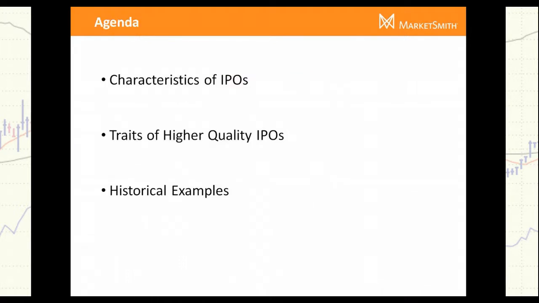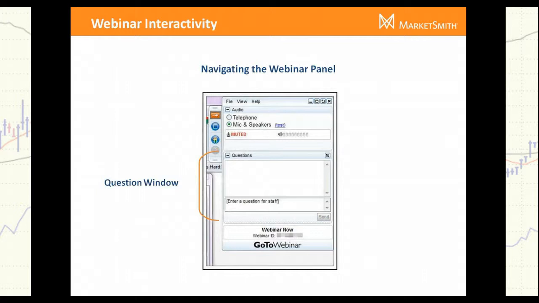So today's agenda, we're going to look at a few different characteristics of IPOs or initial public offerings. We're also going to look at some traits that I like to use to determine whether an IPO is higher quality or not. And then lastly, we'll take a look at a few historical examples just to reiterate the point.